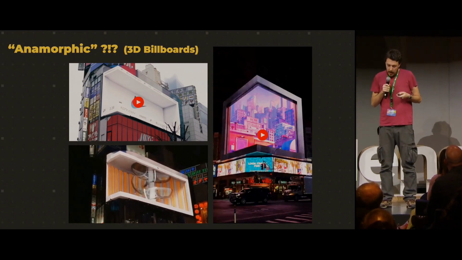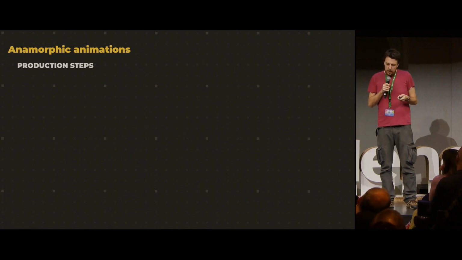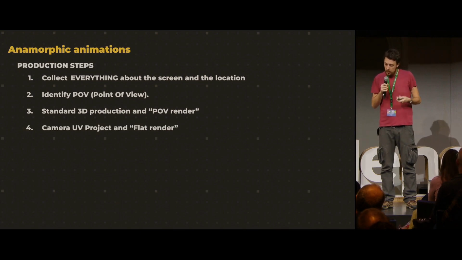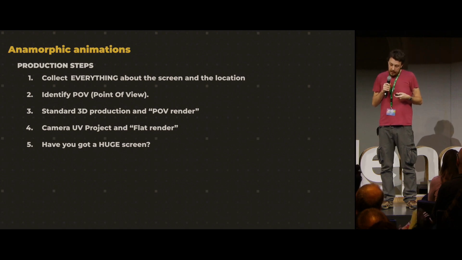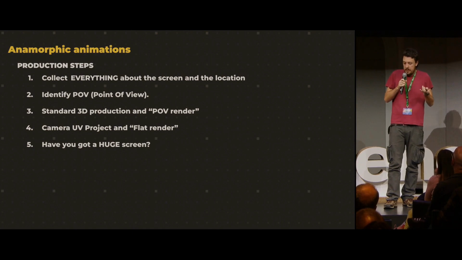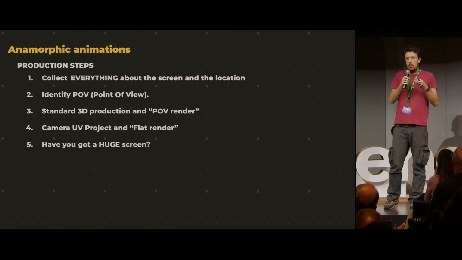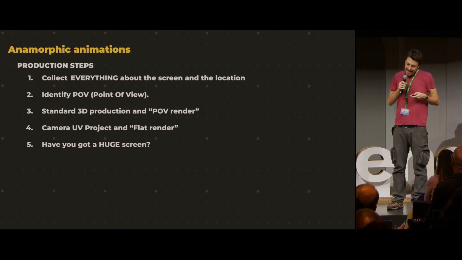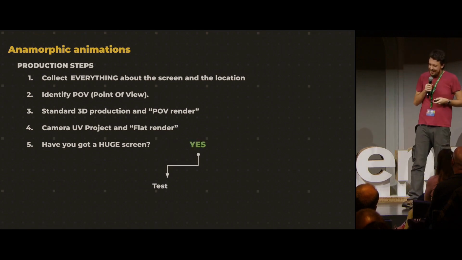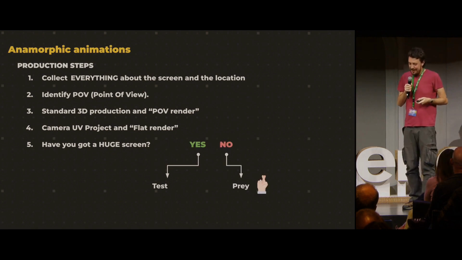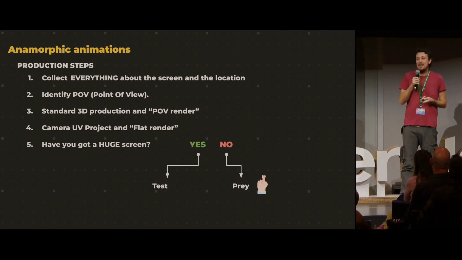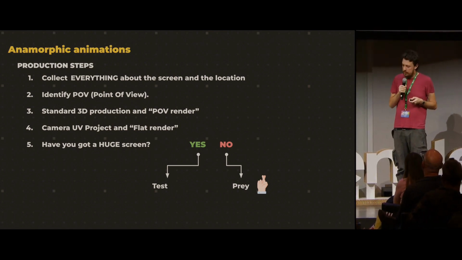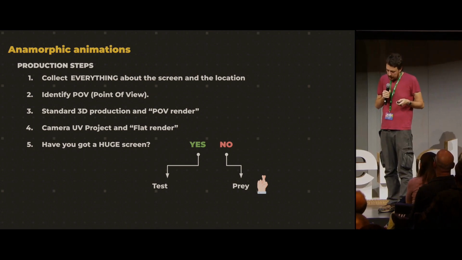So how to do it? Or how I do it? I recognize some production steps, so I'm going to go very quickly through it. Collect all the information about the screen and location, identify a point of view, and then you do a normal CG production, let's say. Then there is a last step when you rectify the image, so you make it flat. And then if you have a huge screen in your backyard, then you test. And if you don't, you simply pray. What I mean is that most of the time, you have the proof of truth at the very last moment, and you hope that everything aligns in real life and everything works, as it actually did in my case, luckily.